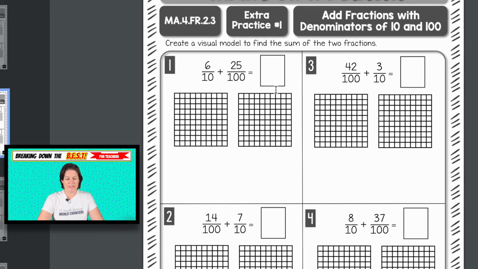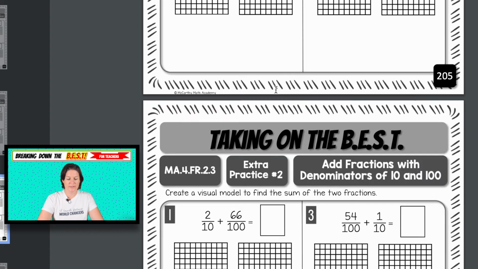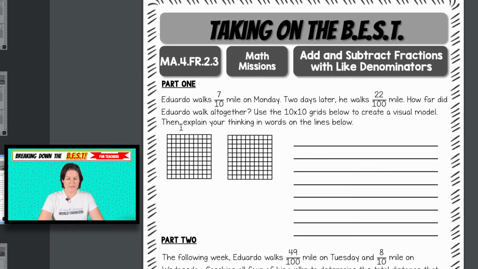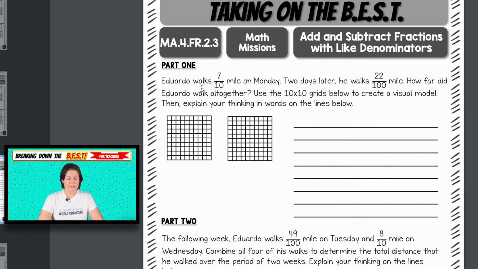Then they have extra practice here. 2 pages of extra practice because it's just one video lesson. And then there is a math mission right here for this standard.